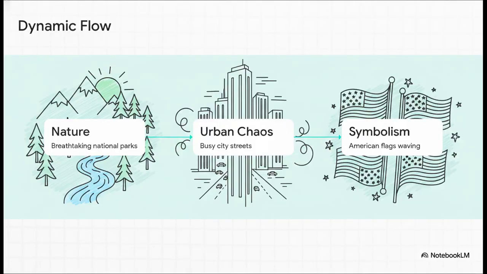Let's see how this builds, because the brief doesn't just want a slideshow of monuments, right? It dictates a really dynamic flow of B-roll footage. It specifically calls for bouncing between serene nature, like breathtaking national parks, into the urban chaos of busy city streets, and grounding all of that with symbolic patriotism through American flags waving. It's asking for this incredible rhythm of contrasts: nature and city, stillness and motion, geography and symbolism.